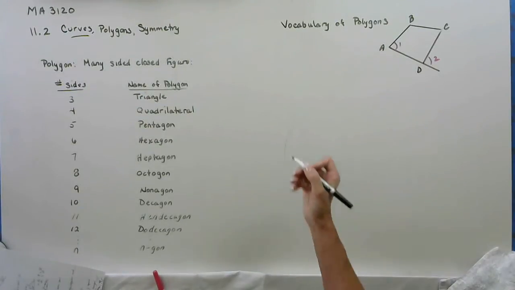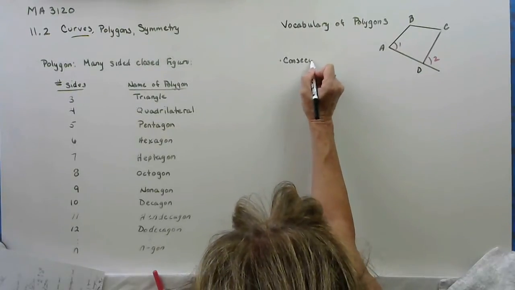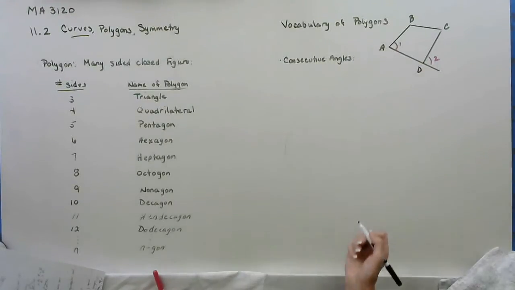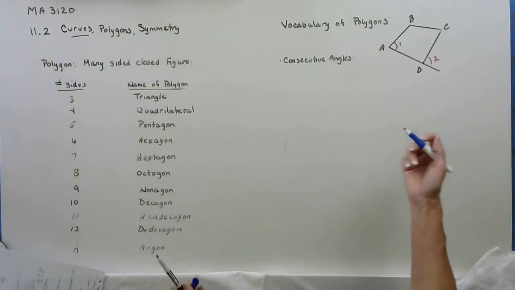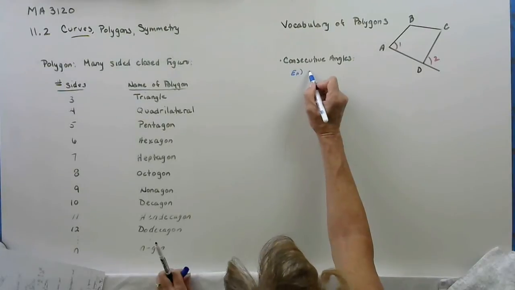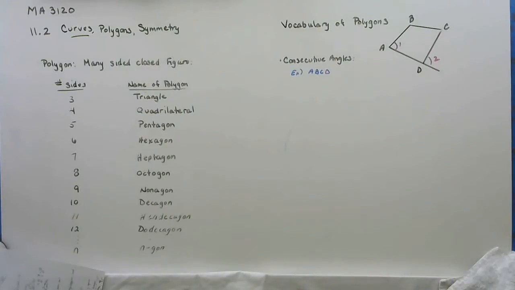So one of the things we want to take a look at are what we call consecutive angles. And consecutive just means things that go in order. Consecutive days of the week, Monday, Tuesday, Wednesday, Thursday. Consecutive angles are angles which go in order. So for example, if I start with angle A and I go clockwise, I could say one example might be angle A, B, C, and then D. A, B, C, and D are all consecutive angles.